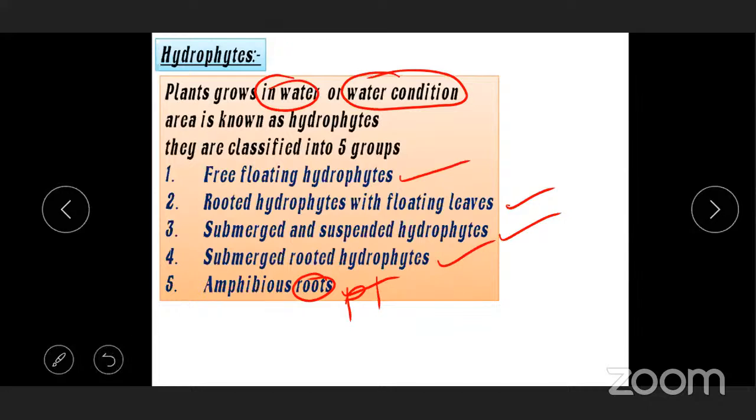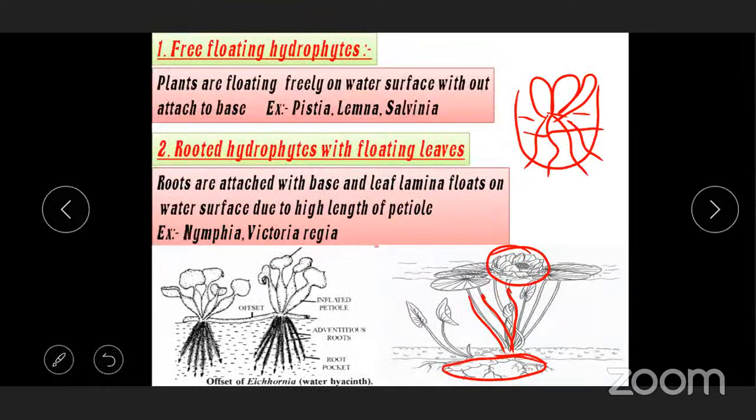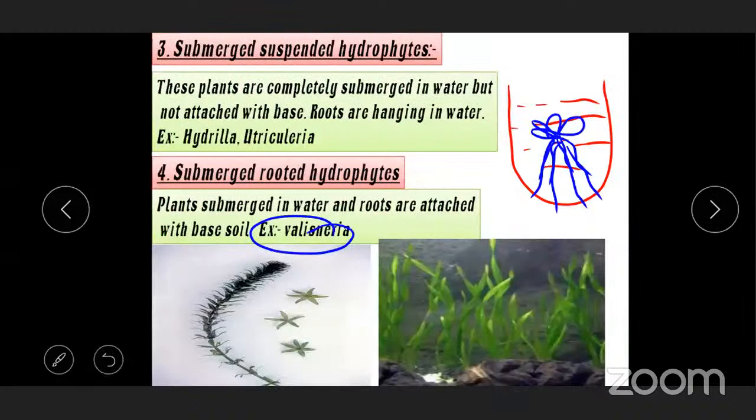How many types of hydrophytes? Five types of hydrophytes are there. What are hydrophytes? Plants that grow in water or in water conditions are known as hydrophytes. They are classified into five groups: free floating hydrophytes, rooted hydrophytes with floating leaves, submerged suspended hydrophytes, submerged rooted hydrophytes, and amphibious plants. This is the information about the different types of hydrophytes with diagrams, and it is most important for 4 marks.